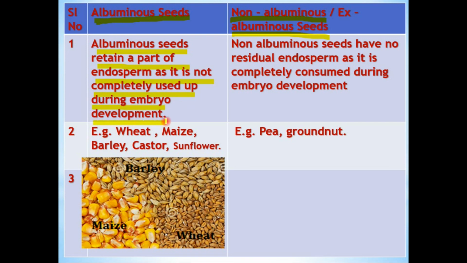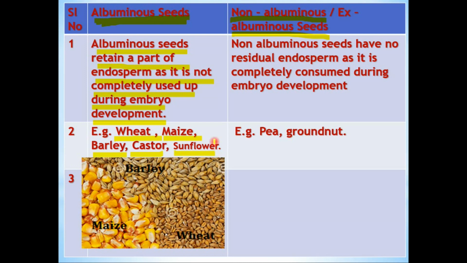You know that the endosperm supplies nutrients to the developing embryo. So when the embryo is undergoing development and becoming a mature embryo, mostly it will consume most of the endospermous tissue. But suppose it has not consumed all the endospermous tissue, and a large part of the seed still contains endosperm. Such seeds are called albuminous seeds. Examples of albuminous seeds are wheat, maize, barley, castor and sunflower.